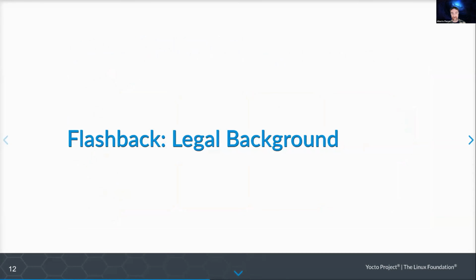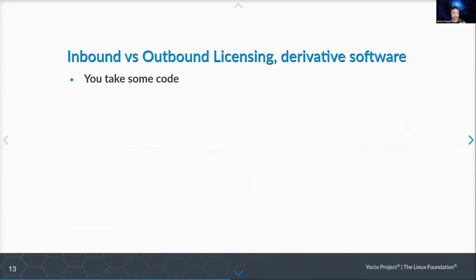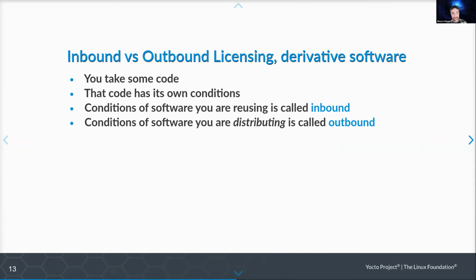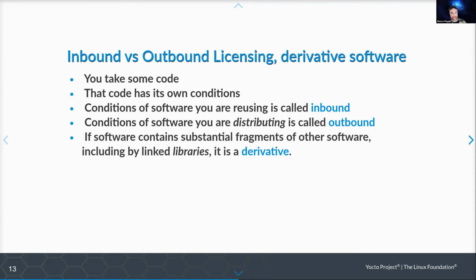A bit of a legal background. Basically, what you usually do when you develop a new application or anything, you take some code from third parties. That code has its own conditions, and the conditions of software you are reusing are called inbound. So all components that you're fetching in Yocto are inbound components and have inbound licenses. The conditions of software you are distributing outside are called outbound. And if software contains a portion of other software, it is a derivative.